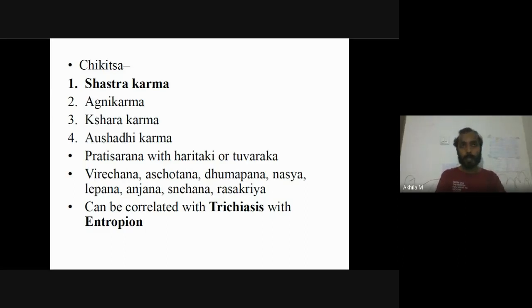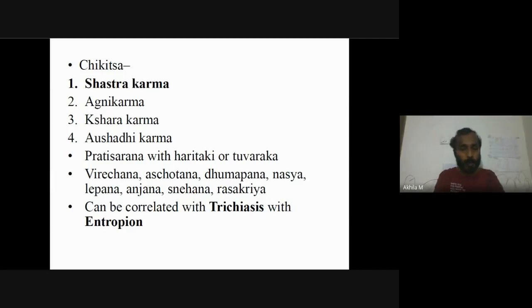So we just went through the shastra karma of the pakshma uparodha. Agni karma is also advised, kshara karma is also advised, Aushadha Karma is also advised. Pradisarana with Hayatik and Tumarika is advised. Virajana Karma, Ashchodana, Dhumabana, Nasya, Jayapana, Anjana, Snehana, Desakriya. These different types of therapies are also advised for this Pakshma Uparodha.